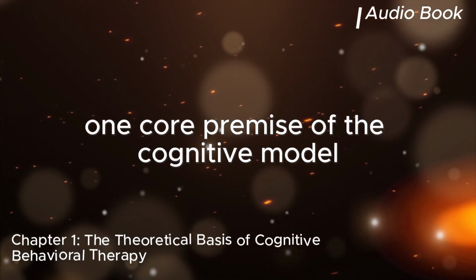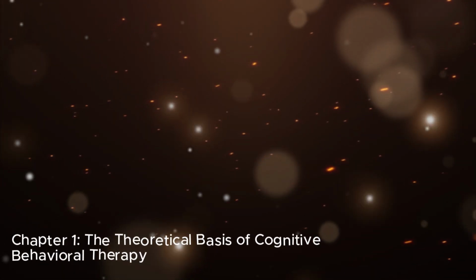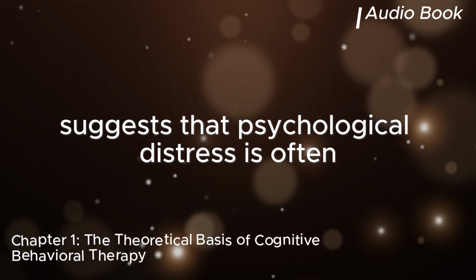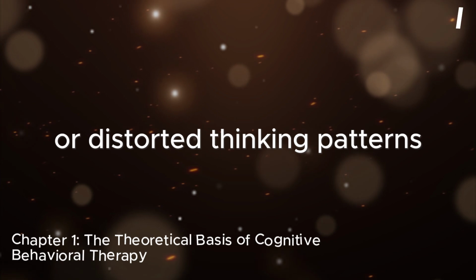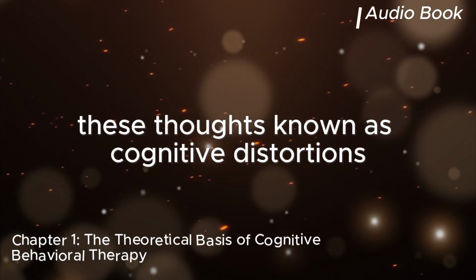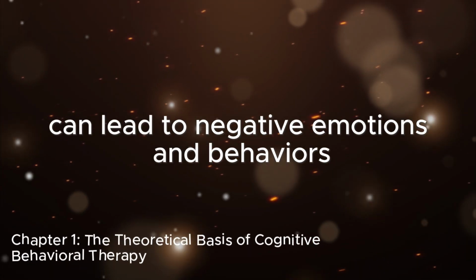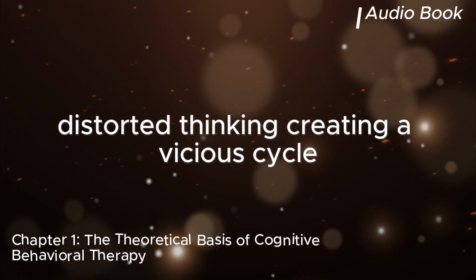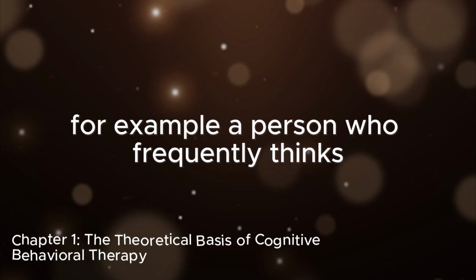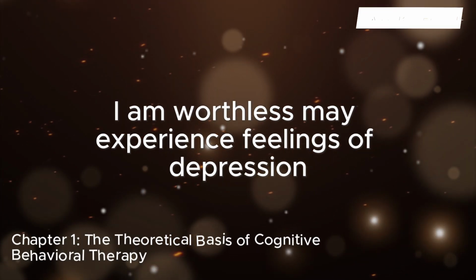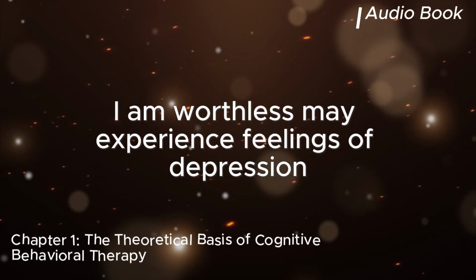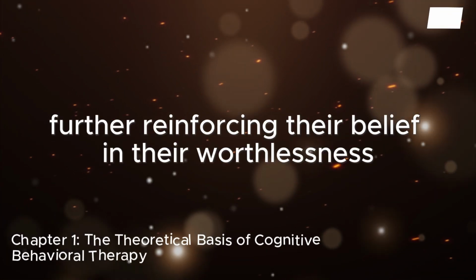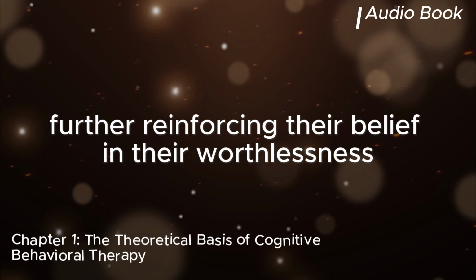1. Core premise of the cognitive model. The cognitive model suggests that psychological distress is often the result of maladaptive or distorted thinking patterns. These thoughts, known as cognitive distortions, can lead to negative emotions and behaviors that reinforce the initial distorted thinking, creating a vicious cycle. For example, a person who frequently thinks, "I am worthless," may experience feelings of depression, which then lead to withdrawal from activities and social interactions, further reinforcing their belief in their worthlessness.